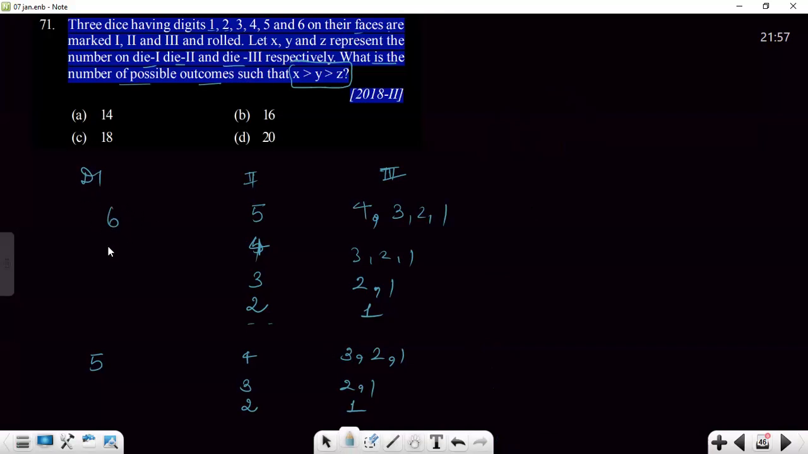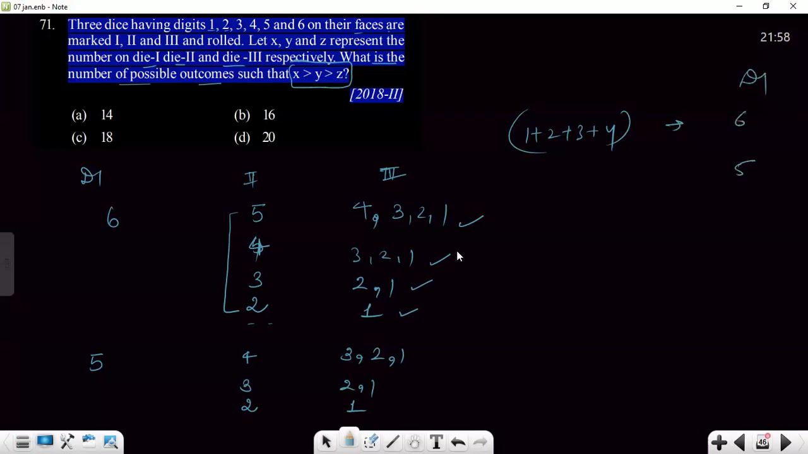So if there are 6 outcomes on the first dice, there are 4 outcomes possible here, and particularly here 1 plus 2 plus 3 plus 4, these many cases are available. So 1 plus 2 plus 3 plus 4. This was for 6 on the first dice.